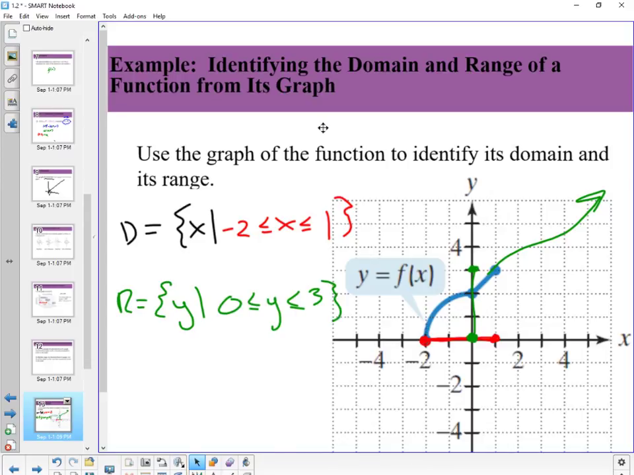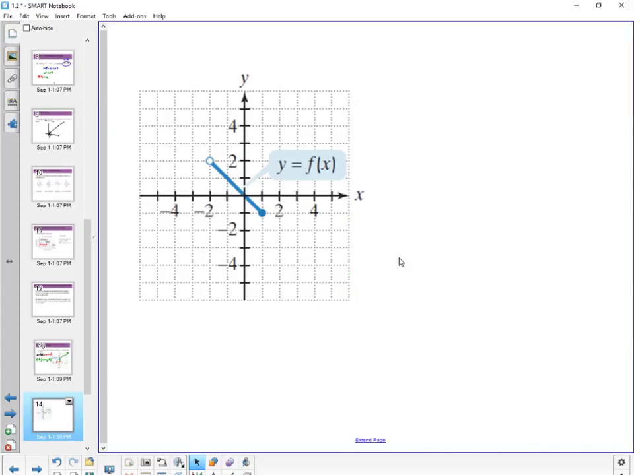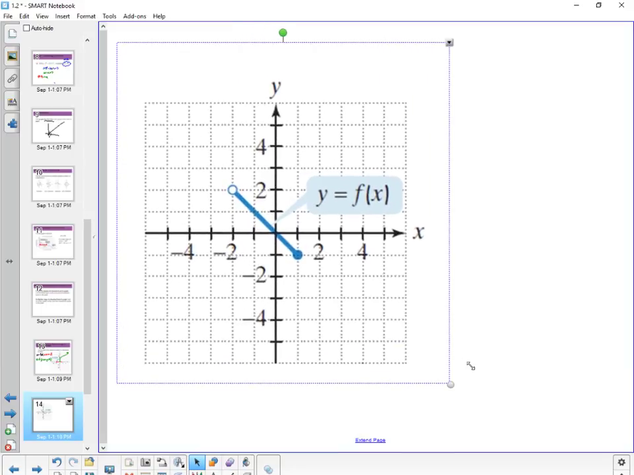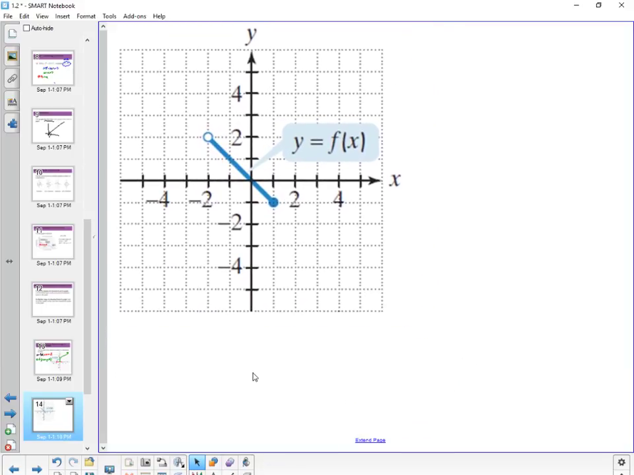Cool? Questions on domain and range from a graph? No? Sure. I like that. You try. You try. And then I call you.